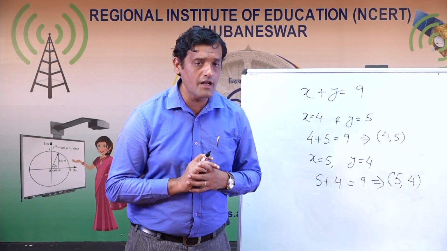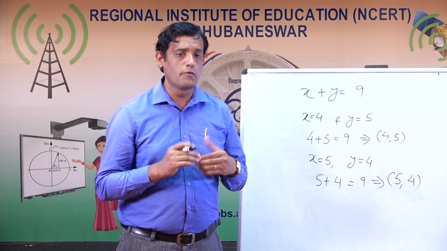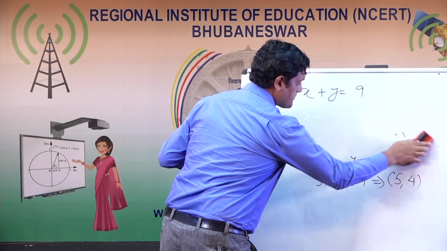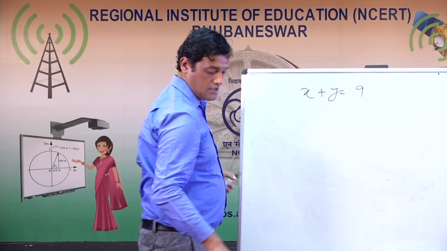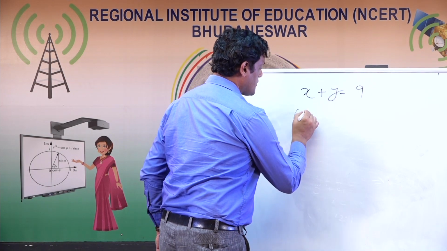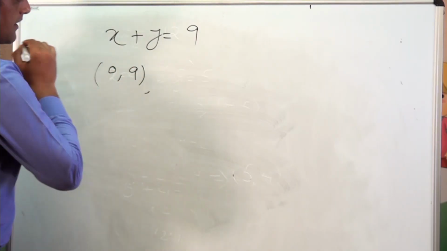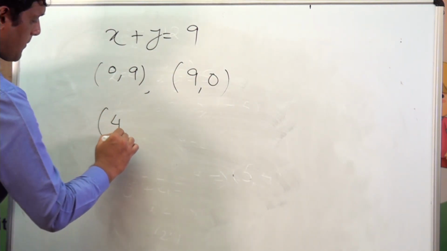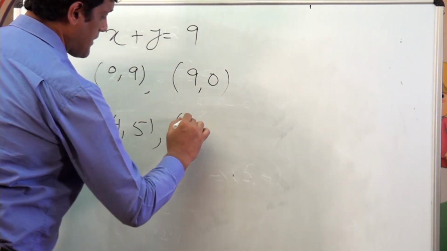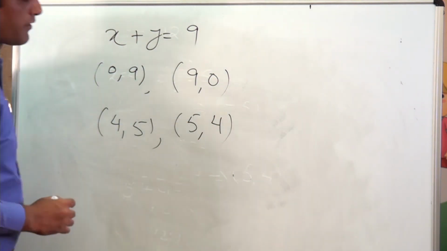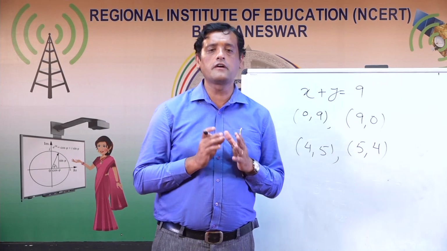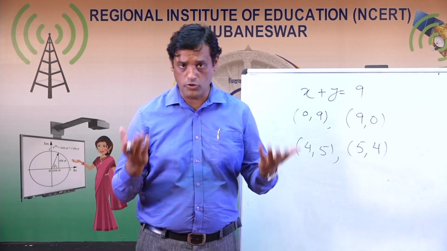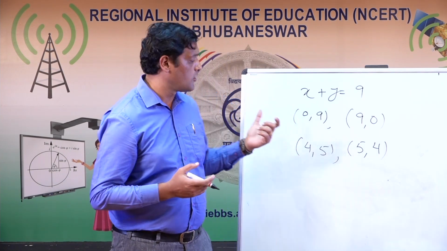So how many solutions do we get now? We are getting 4 solutions. So what are the solutions? Let us simply write them down. Our one solution is (0, 9). One is (9, 0). One is (4, 5). And the last one is (5, 4). So these are the 4 different solutions. In such a way, you can find more solutions of this linear equation in 2 variables.